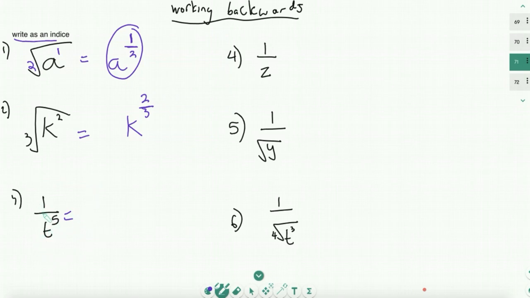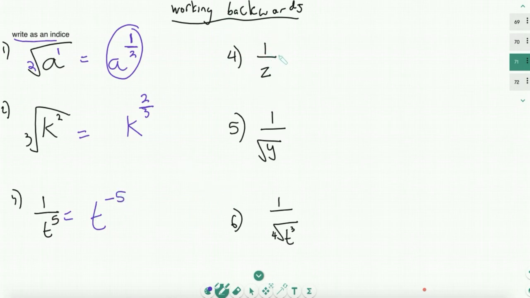Next one, 1 over t to the power of 5. Well, I see that t is t over 1, and it's been flipped to 1 over t. So this has to be a negative indice. So t to the power of negative, and t is being powered by 5. So it'll be t to the power of negative 5.